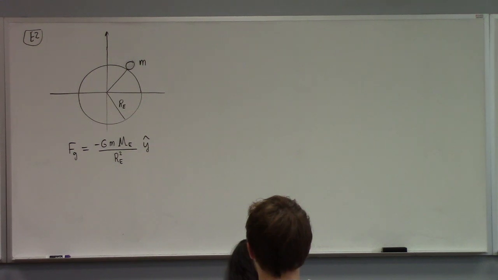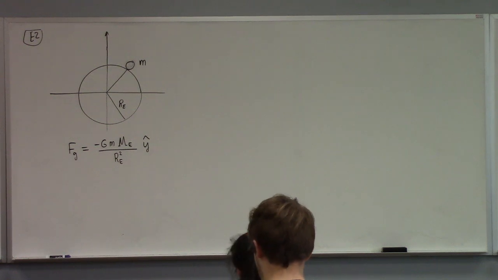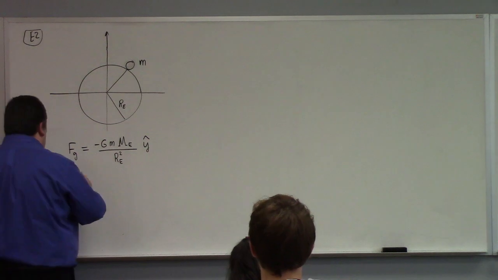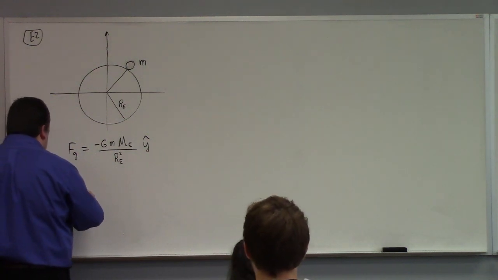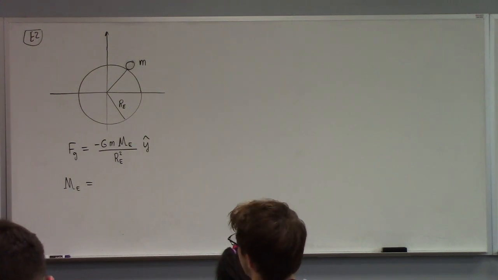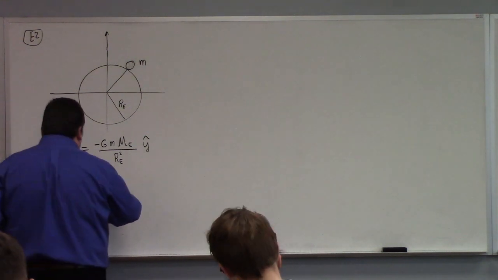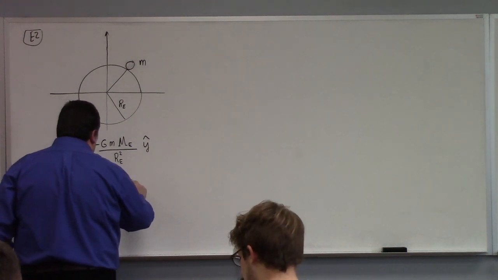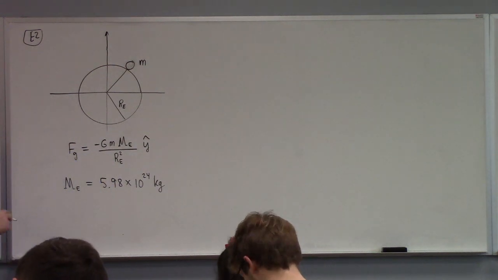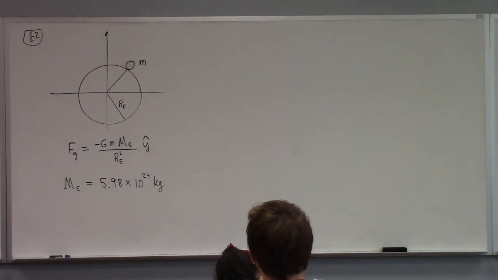So then, what's the situation here? The mass of the Earth, I'll tell you what that is. It's approximately 5.98 times 10 to the 24th kilograms. And the radius of the Earth, I don't remember right offhand. Can we figure that out? Let's figure out what the radius of the Earth must be.